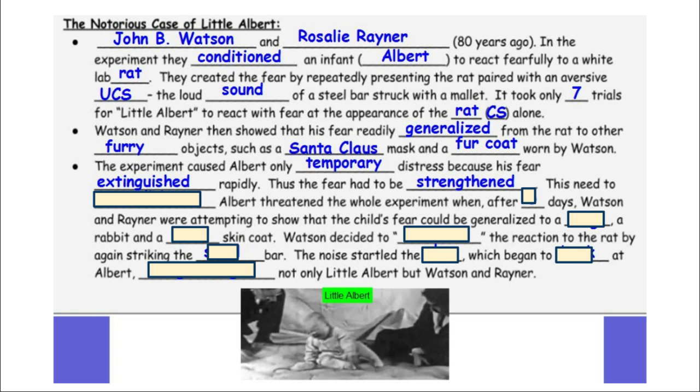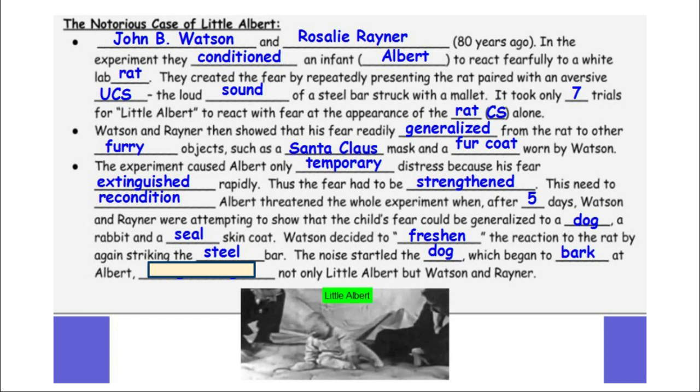strengthened. And this need to recondition Albert threatened the whole experiment when, after 5 days, Watson and Rayner were attempting to show the child's fear could be generalized to a dog and a rabbit and a seal's coat. Watson decided to freshen the reaction to the rat by striking a steel bar, and the noise startled the dog, which began to bark at little Albert. And this frightened not only little Albert, but it frightened Watson and Rayner. So this is an experiment that went awry a little bit.